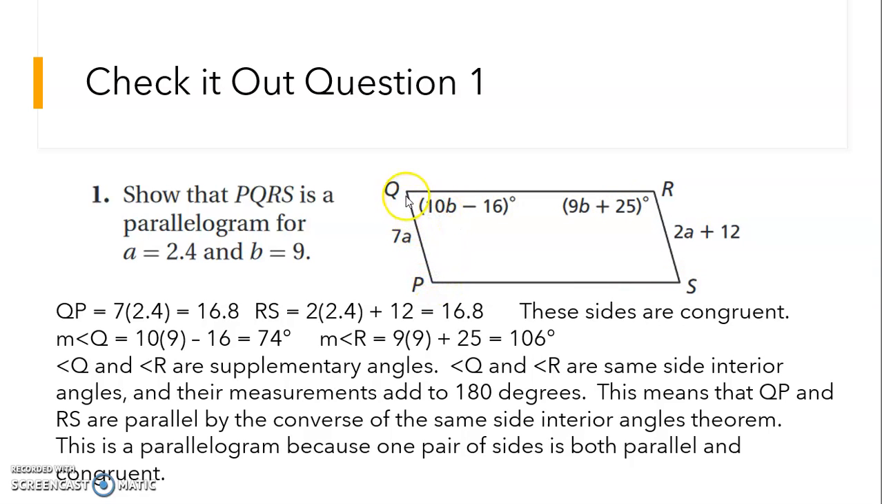So QP is going to be parallel to RS because this angle is same side interior with this angle. It helps if you imagine long lines here, 1 and 2, that we think may be parallel. And then this is our transversal here. Okay, so you can see that they're same side interior angles. So we have one pair of sides that's both parallel and congruent, so this is a parallelogram.